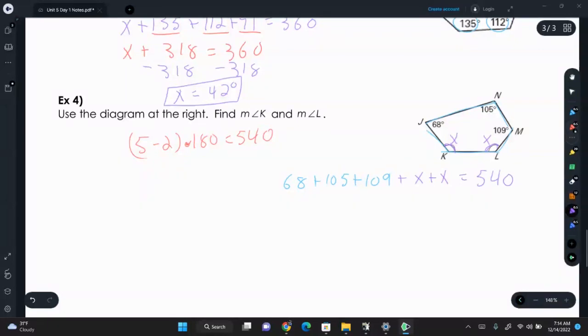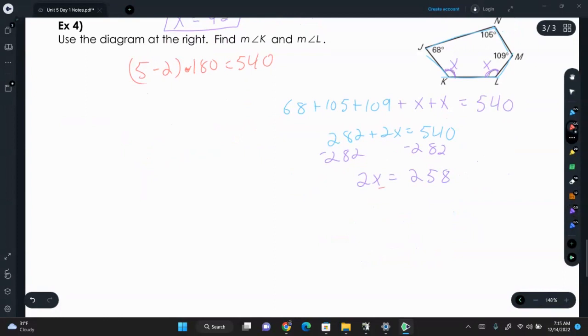And that equals 540. So we're going to add up 68 plus 105 plus 109 and get 282. So 282 plus 2x equals 540. Well, 540 minus 282 gives us 258. Minus 282 from both sides. So you get 2x equals 258. And then we're going to divide both sides by 2. And x is equal to 129 degrees.